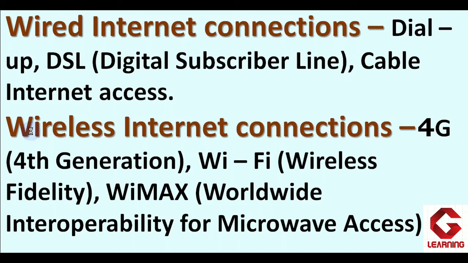In the wireless internet connection, the technologies available are 4G, that is fourth generation, Wi-Fi, wireless fidelity, and WiMAX, worldwide interoperability for microwave access. So these are the various technologies available in the wireless internet connection.